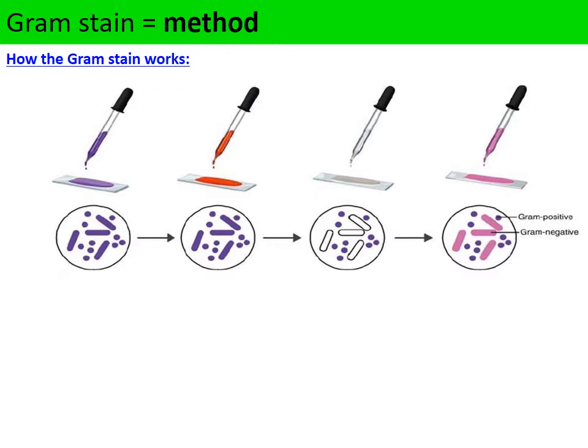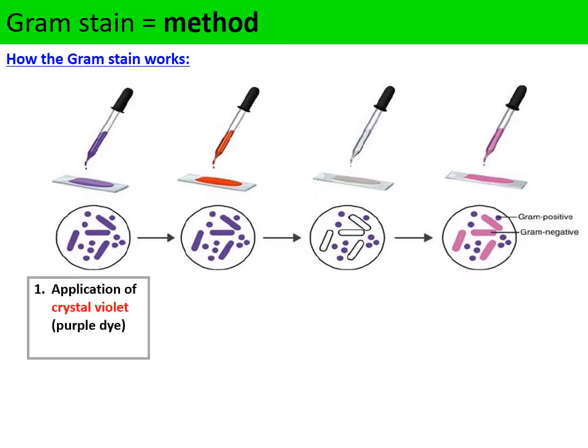Now, the first part of the method is to be able to actually fix your bacteria, whether it be one species of bacteria or two different species of bacteria, to a glass slide. Now, once they've actually been heat fixed to the glass slide, what we can do is add the first dye, and that dye is called crystal violet. And we can see here from the picture, it's actually a purple dye. So we add a couple of drops of crystal violet to our species of bacteria fixed to the glass slide.